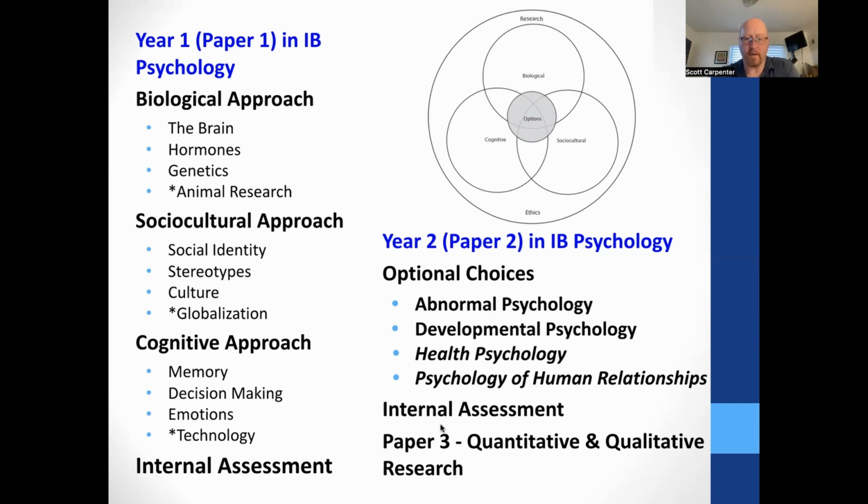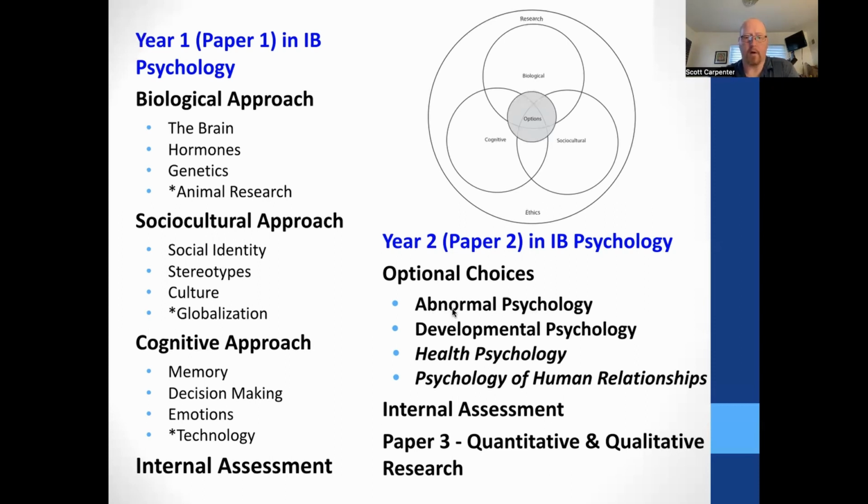Year two, we actually finish up the internal assessment with the finishing and finalizing phases. And then we move into the paper two components. So for paper two, for SL, you are responsible for one of the optional choices, of which you see there are four. Everybody does abnormal psychology, so that ends up being the SL optional choice. And then HL, you have to do two. So SL and HL do abnormal psychology.